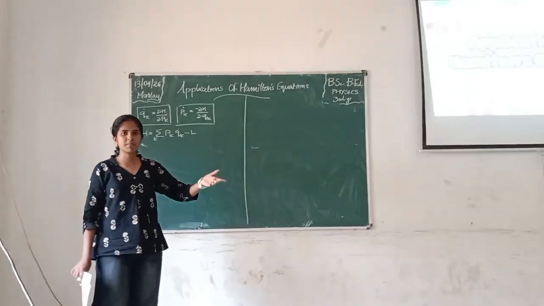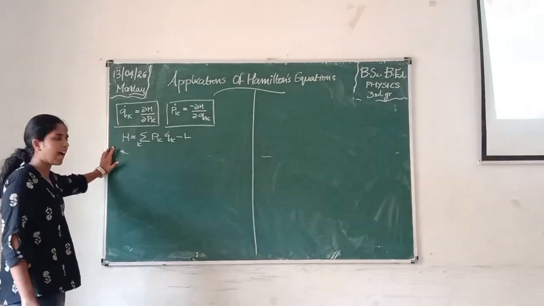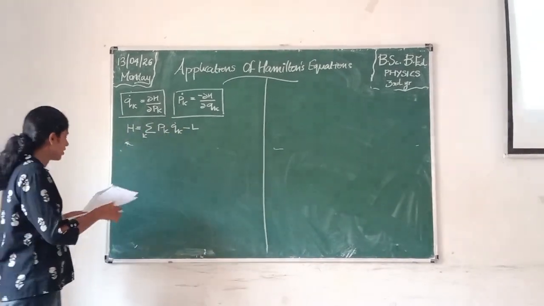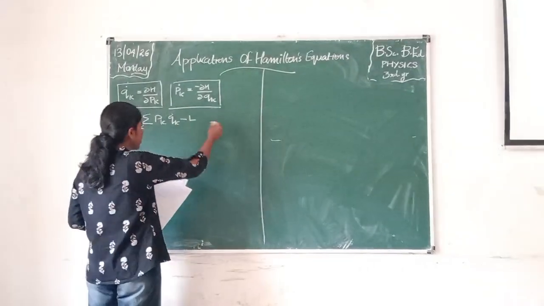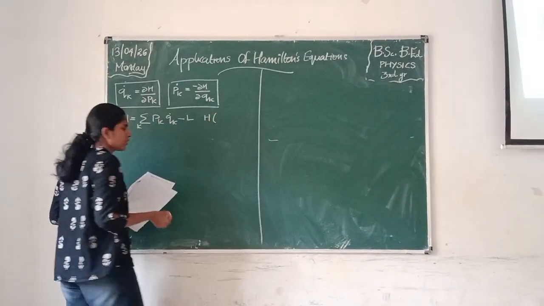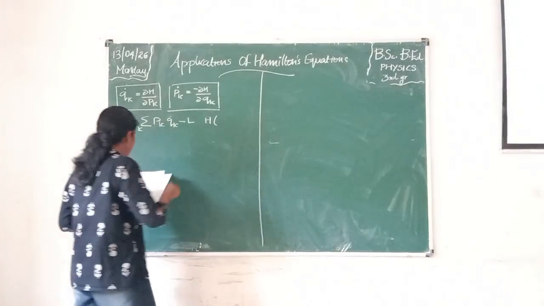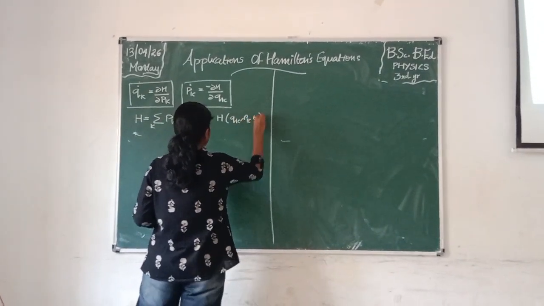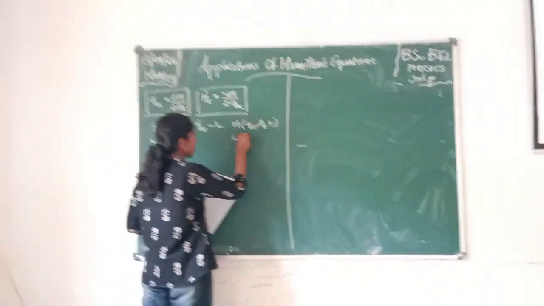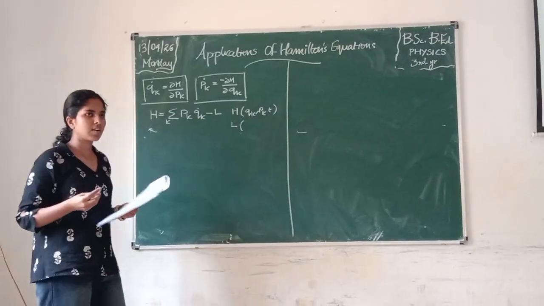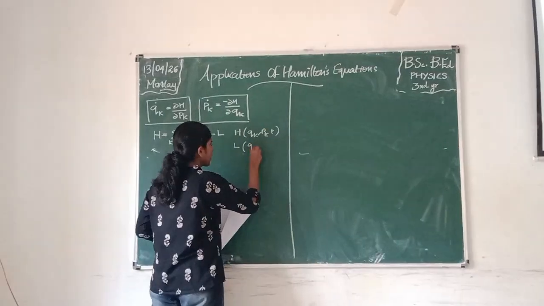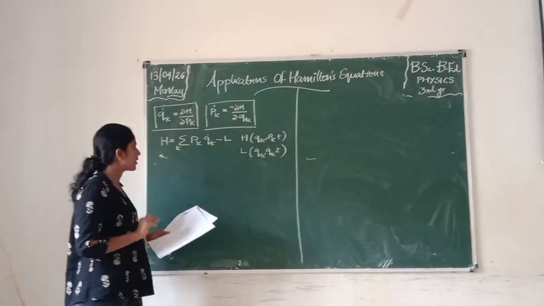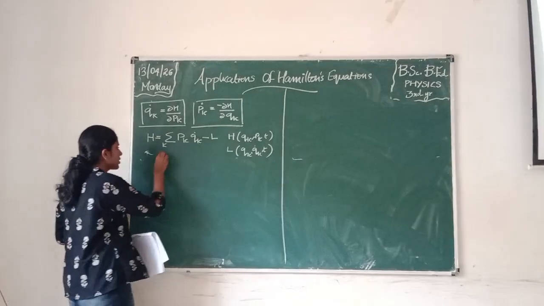While doing the problems or applications, you want to know the Hamiltonian, what is the equation of Hamiltonian, and the two Hamiltonian equations. And the other one is, the Hamiltonian is a function of qk, pk and t, and the Lagrangian is a function of qk, qk dot and t, which we already studied.